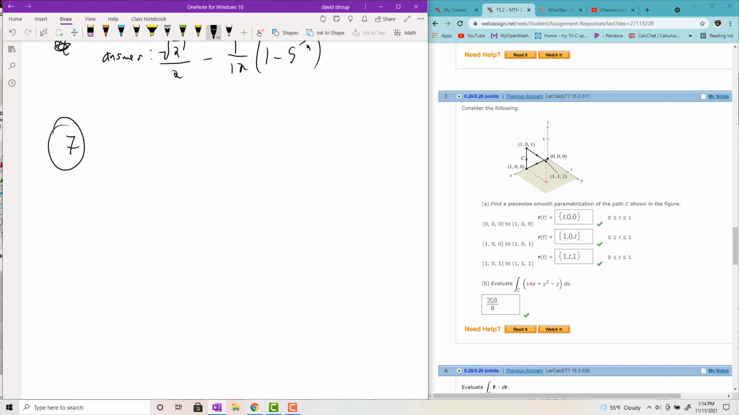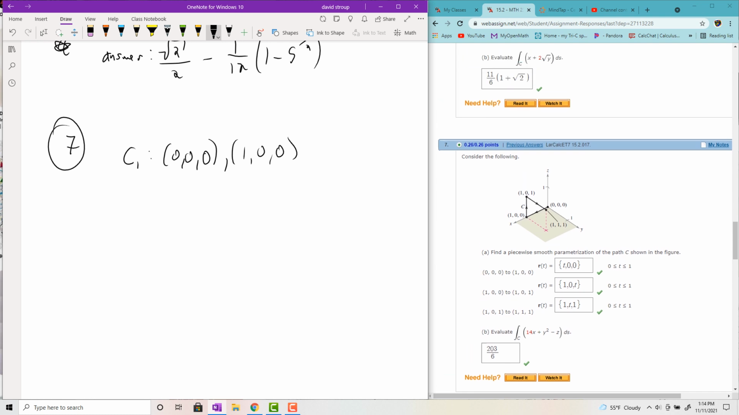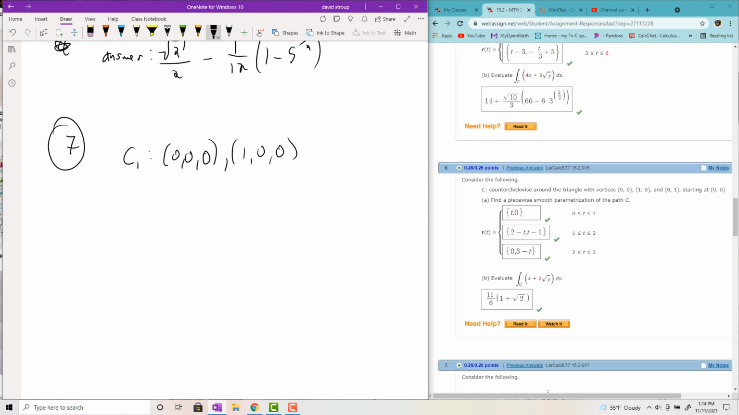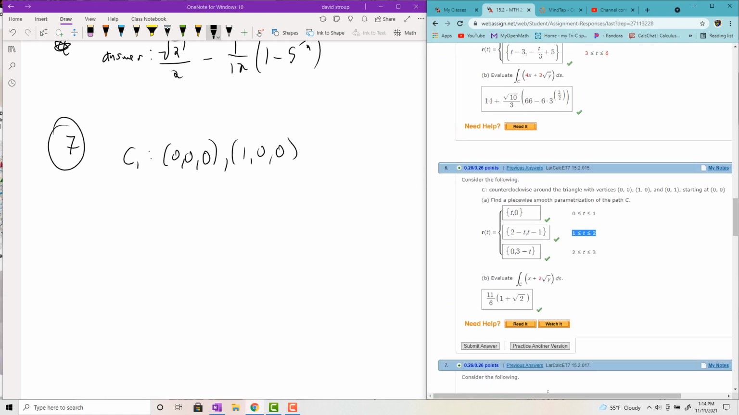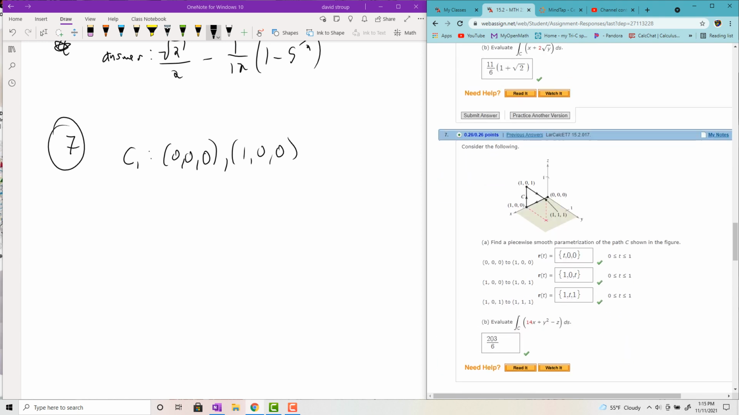First, you want a parameterization for this thing, and C1 is going from 0, 0, 0 to 1, 0, 0. You know, the exercise is going to force you to use those weird parameterizations, instead of going from 0 to 1 each time. Look at that. They're going to force you to get the parameterizations for 1 to 2 and then 2 to 3. So you're going to have a little bit of work to do there. But this one you don't have to worry about that because all the parameters are going from 0 to 1 for each curve.